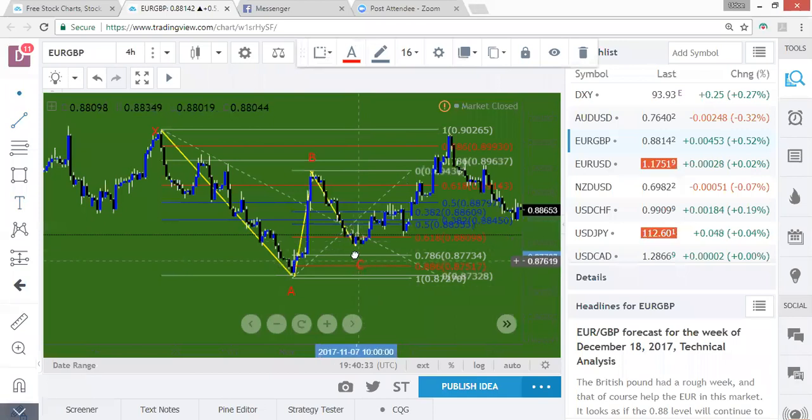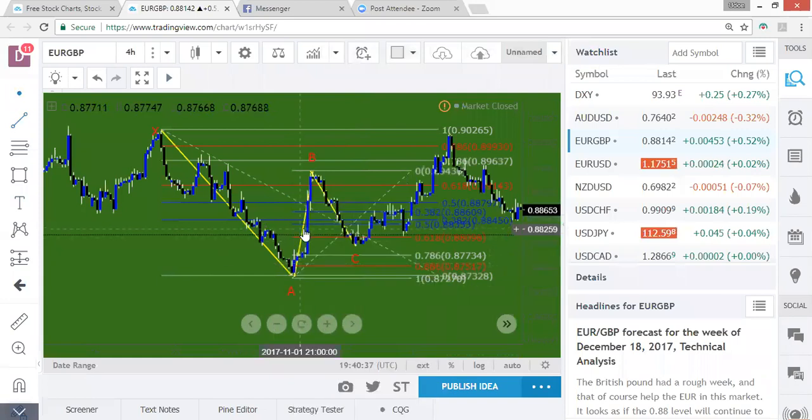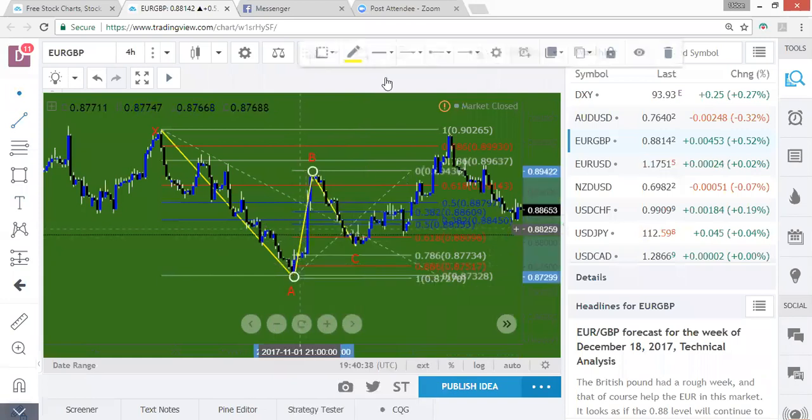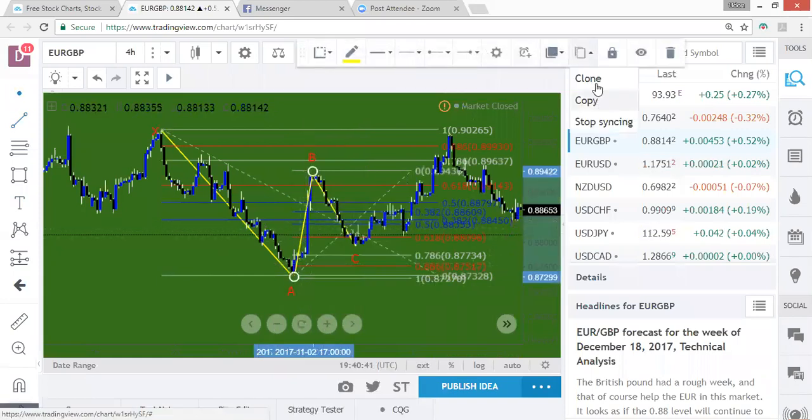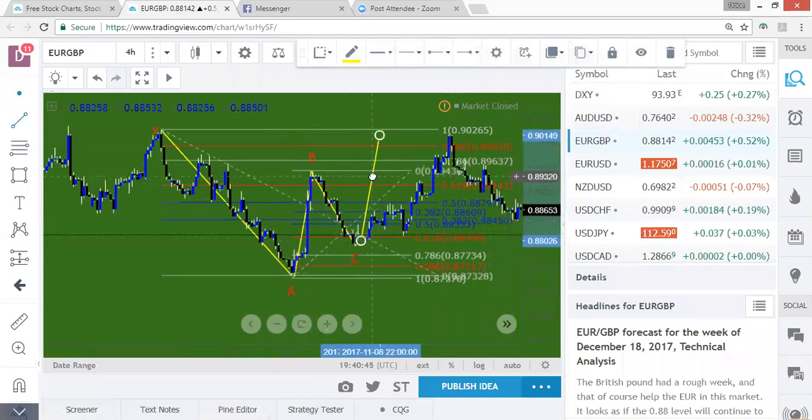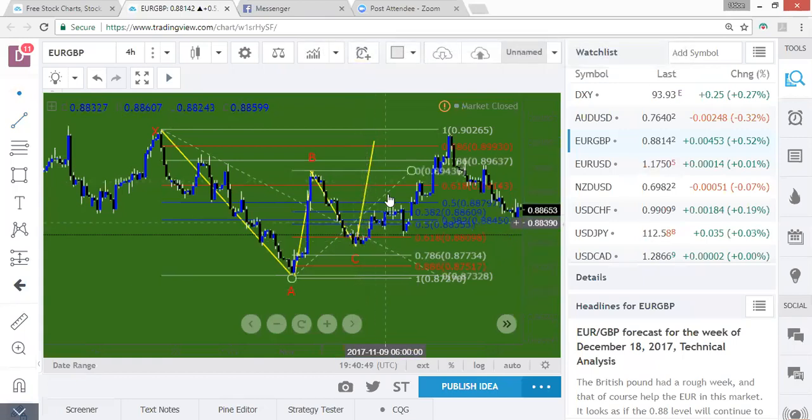And this is where we look to get our AB equals CD move. So in this case, we would have cloned our AB move. Boom. We would have dragged it to where C completed at, and we would have been looking for a zone at the 90018 zone.